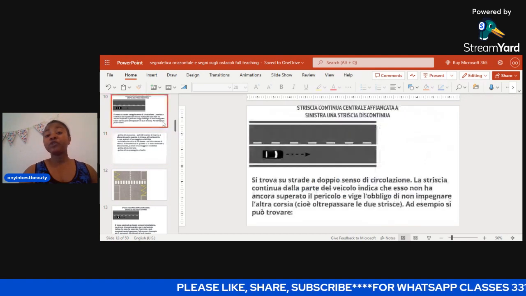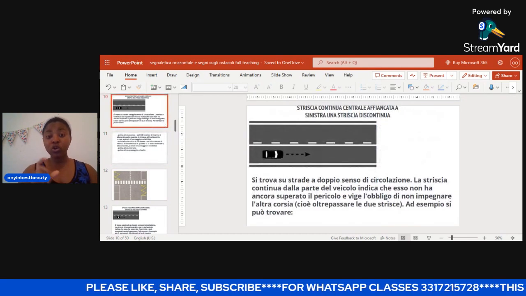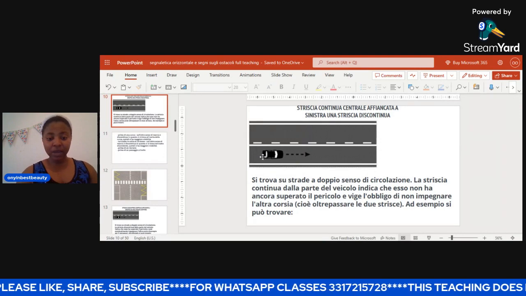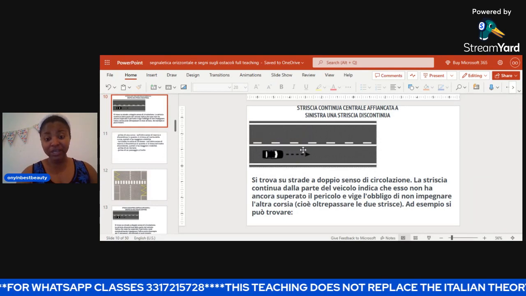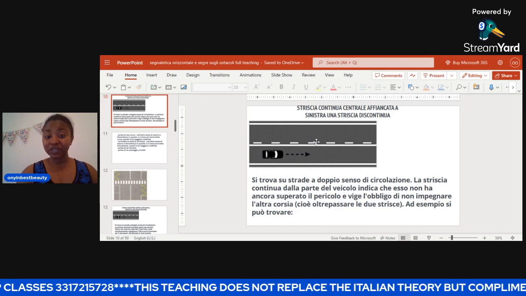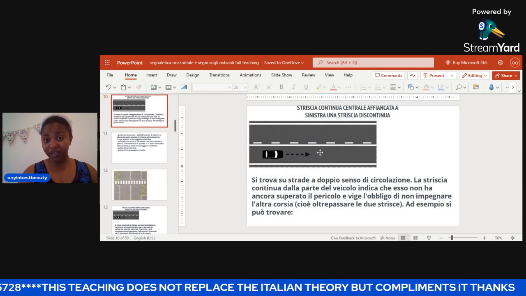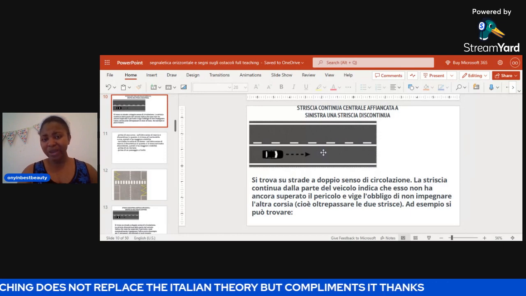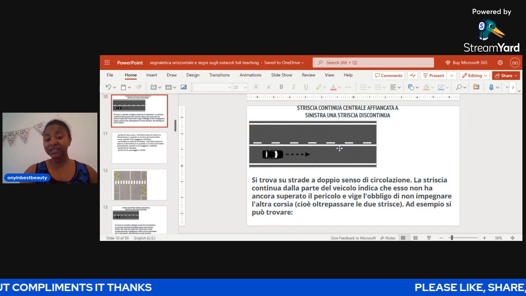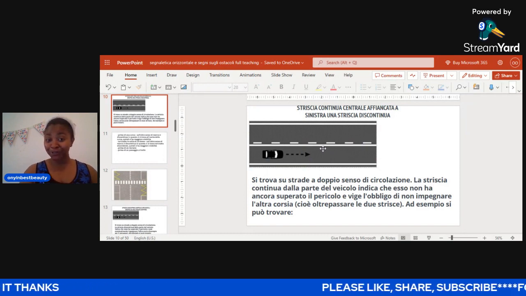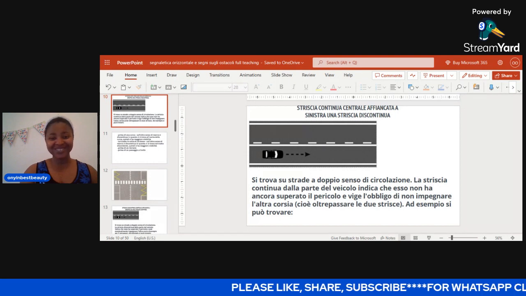Now, for example, you are approaching a curve and you see this type of road. What does it tell you? I'm using this car as you. It is telling you, keep going, do not try to do an overtaking. You are approaching a curve, a dangerous zone, whereby your visibility is not clear enough. So don't try to overtake. That is why on your path you see a continuous line, telling you not to try to move to the other side.